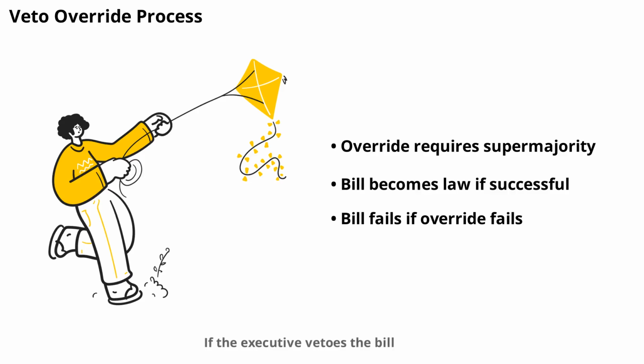If the executive vetoes the bill, the legislature can attempt to override the veto. This usually requires a higher threshold, such as a 2/3 majority in both houses. If the override is successful, the bill becomes law. If not, the bill fails and does not become law.